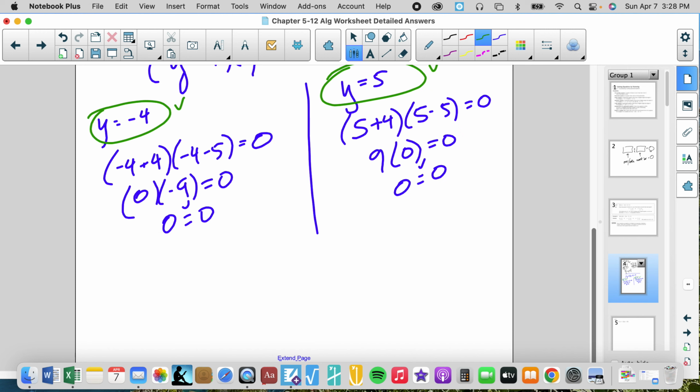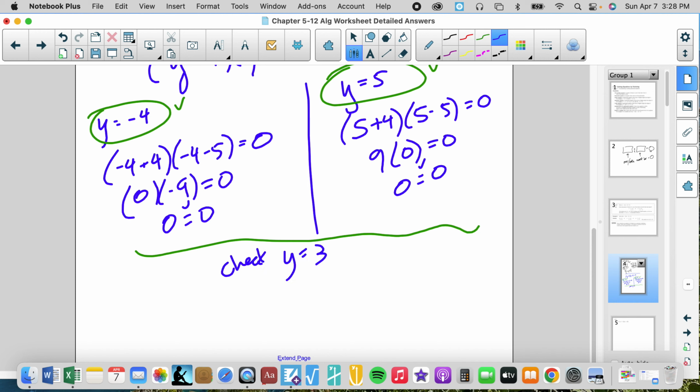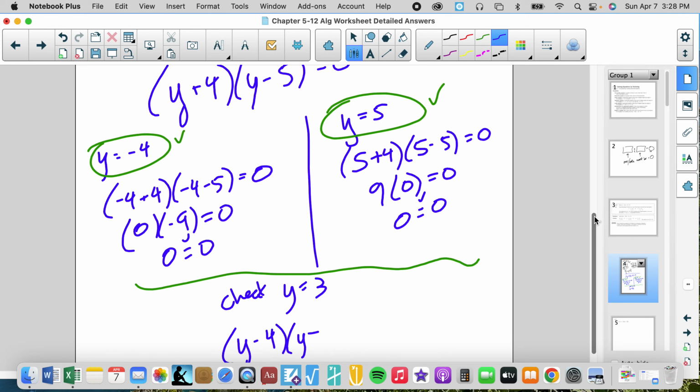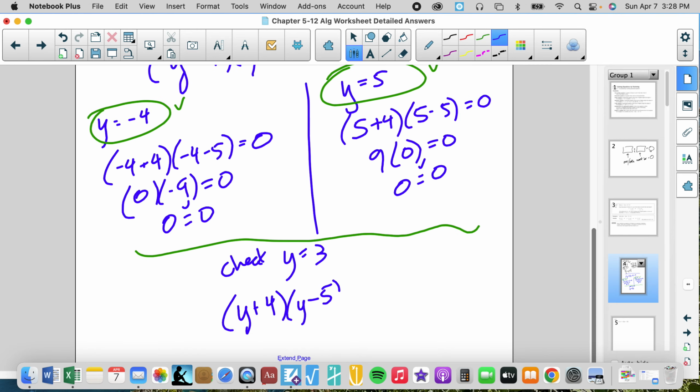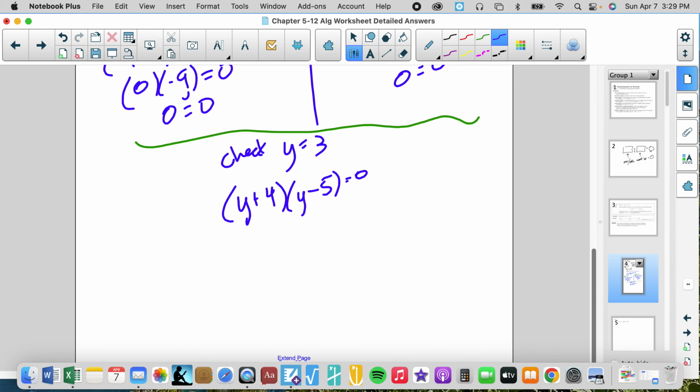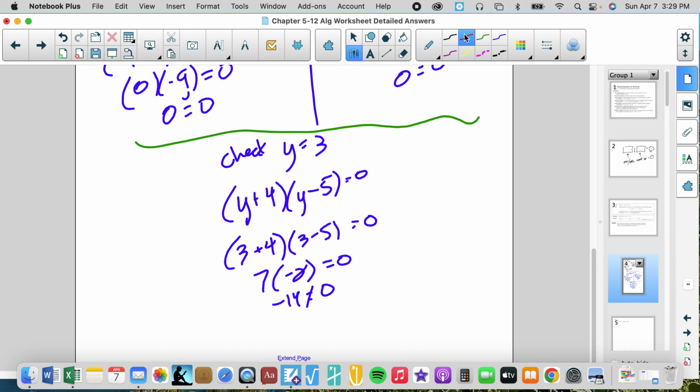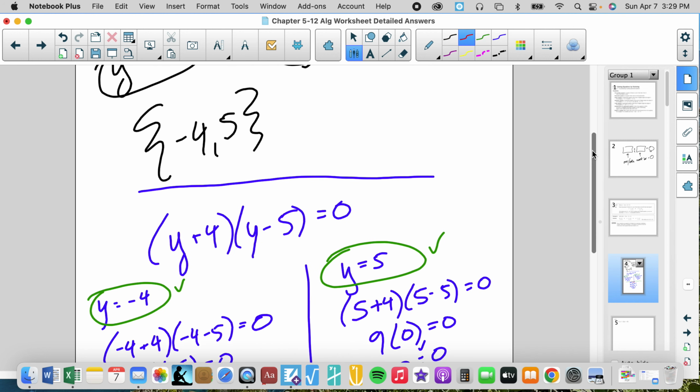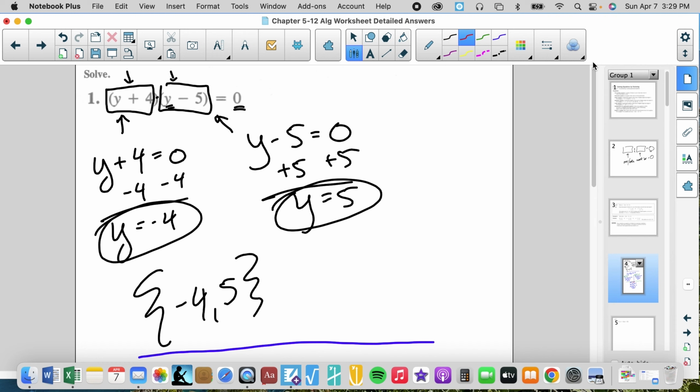What if I picked some other number? What if I checked y equals 3? It's not a solution, but what if we plugged in 3? We have y plus 4 times y minus 5 equals 0. So if we tried 3 plus 4, 3 minus 5, that's 7 times -2, that's -14. Notice that was not a solution. So no other numbers outside of -4 and 5 will work.